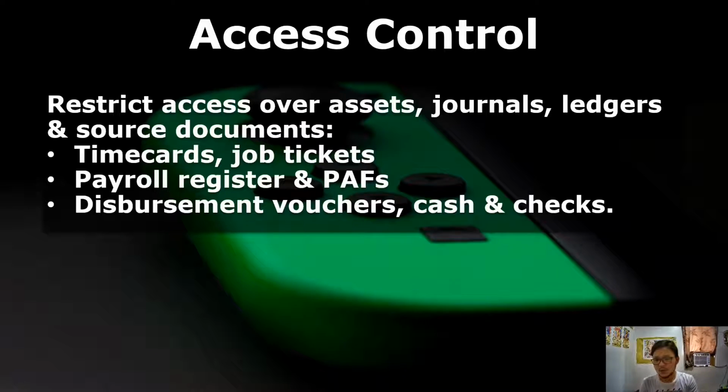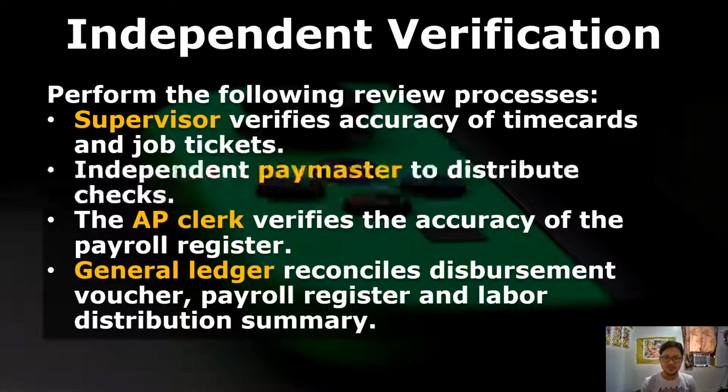And last, after access control, we go with independent verification. So, independent verification are practically accuracy reviews. Ito po, 4. Supervisors verify the accuracy of time cards. Independent paymaster will distribute checks. This is to prevent ghost employees. Accounts payable clerk verifies the accuracy of the payroll register, and the general ledger will reconcile disbursement voucher coming from AP, payroll register coming from payroll department, and labor distribution summary. So, this is to verify, general ledger, this is to verify kung tama ba ang amount ng salaries na ibabayad natin to the employees.